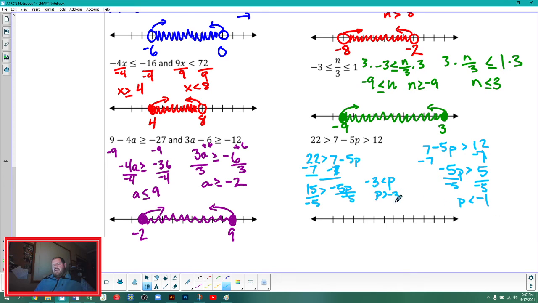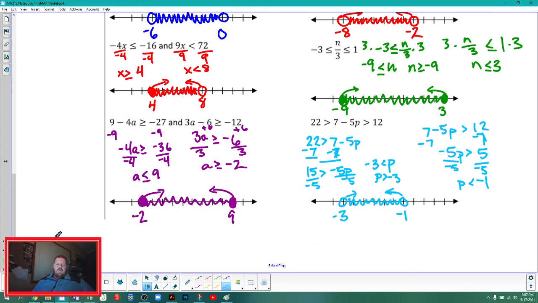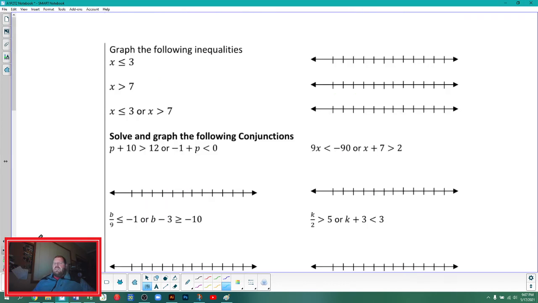All right, so I've got p greater than negative 3 and p less than negative 1. Sounds like an open circle at negative 3, shaded to the right. Open circle at negative 1. I know that's not a very good scale, but that's okay. Shaded to the left, and I want to shade their overlap. Okay, so a lot of stuff going on there, but those are all and statements, two versions of and statements.